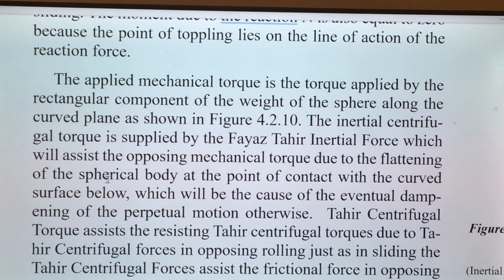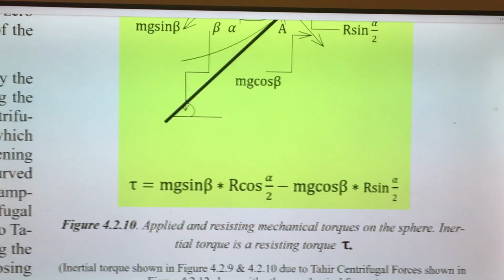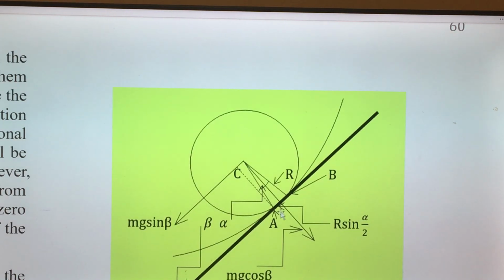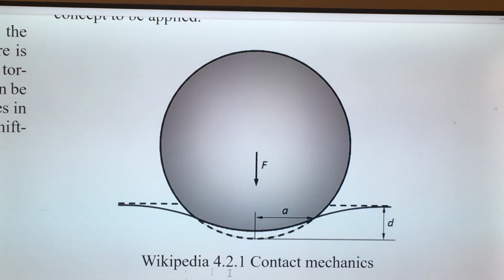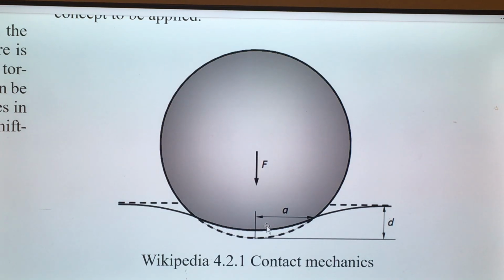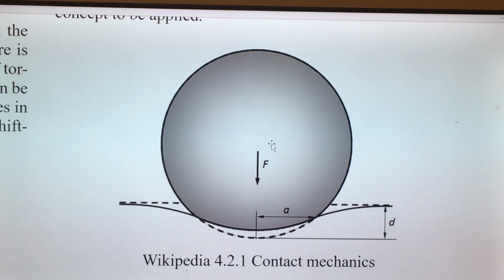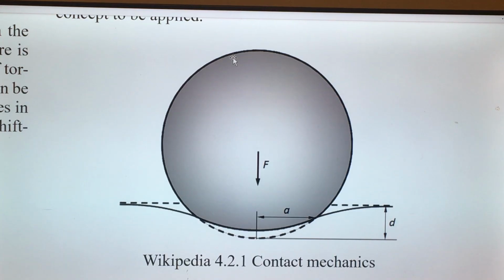Torque due to the flattening of the spherical body. Flattening of the spherical body, the area in contact with each other. This area in contact with each other gives this moment arm, the small moment arm. We will consider this later. Here on Wikipedia, if you go to Wikipedia and write contact mechanics, you will see the contact area, this circular area of radius A. But this analysis is done stationary, when this ball is not rolling, and with the force acting on the ball. But I will consider the weight of the ball as the force being applied. So I will make a little bit of change.